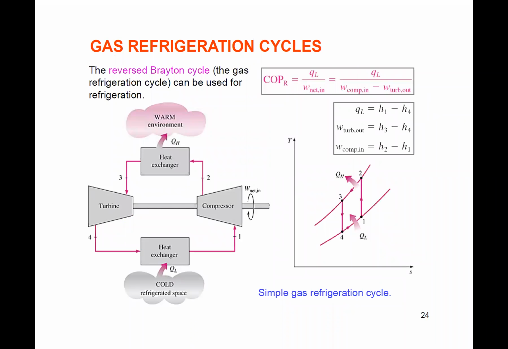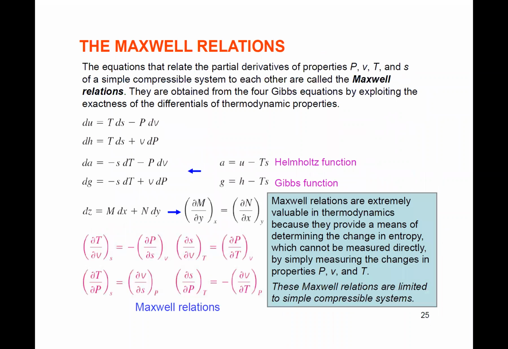All right, gas refrigeration cycle. This is just a Brayton cycle in reverse. So instead of it going this way, it's going this way on the TS diagram. And to do that means you have a compressor from 1 to 2, heat exchanger, turbine, dropping pressure. Maxwell, so this is chapter 12, which isn't on the exam.